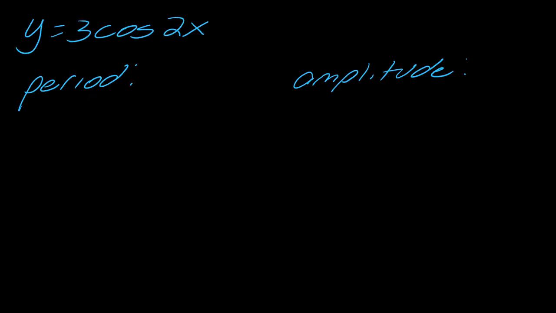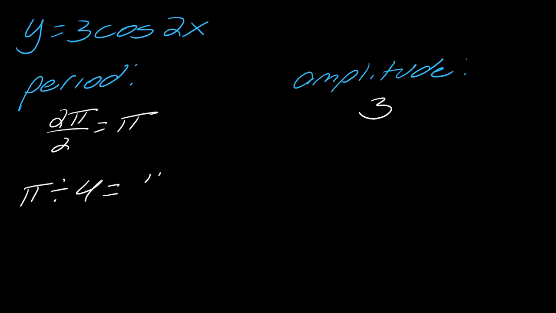The period in this case will be found by taking 2 pi divided by 2, so the period will be pi. And then my amplitude in this case is equal to 3. Now the steps that I want to take, remember I divide this by 4, so I want to take pi over 4 steps. Now I'm going to use this to help me set up my table.